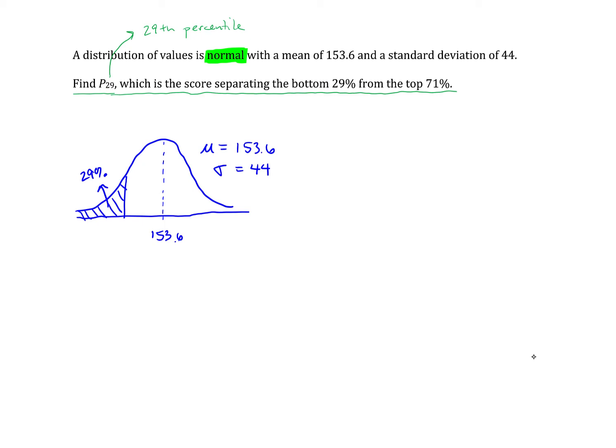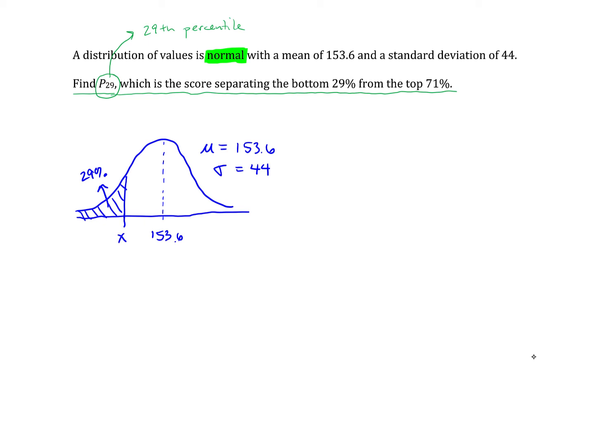So ultimately, all we need to know is that we're looking for the 29th percentile because that's always area on the left end of the distribution, no matter what the input value is. So I'm looking for this value right here. I want to know what value separates that lower 29% from the upper 71%.